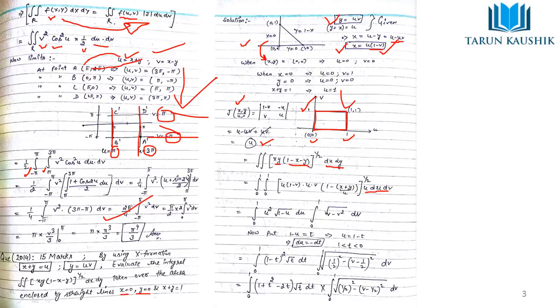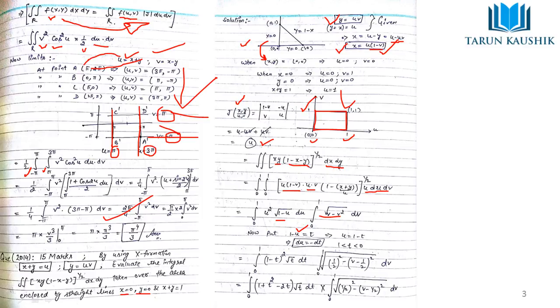So put x as u into (1 minus v), y is uv, and 1 as it is, minus x minus y, taking minus common, x plus y, that is u. So just separate these two and solve this. How to solve? Just put 1 minus u equals t, so that u equals 1 minus t.